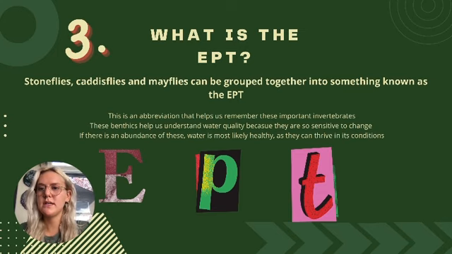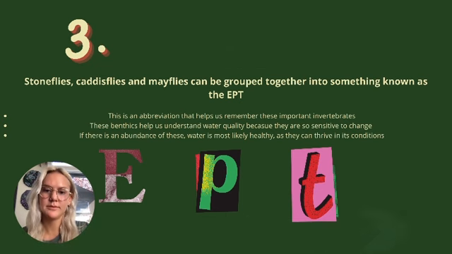So the EPT is the percentage of organisms belonging to the taxa Ephemeroptera, Plecoptera, and Trichoptera. These taxa are very sensitive to pollution and they're a good indicator of ecosystem and water health. More of these organisms can indicate good environmental conditions. So the more of these flies that there are, the better.